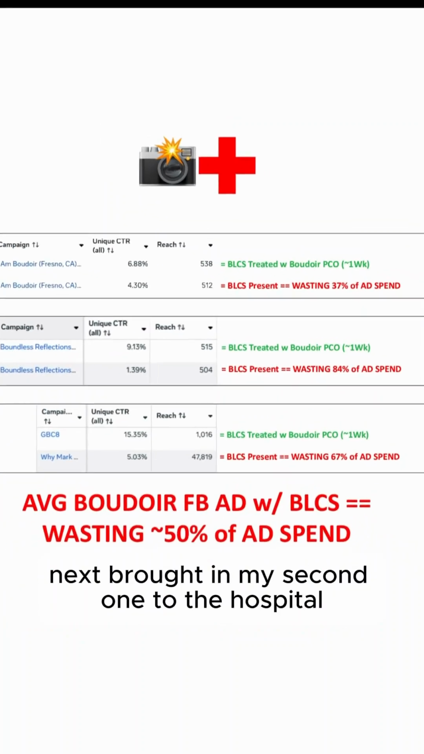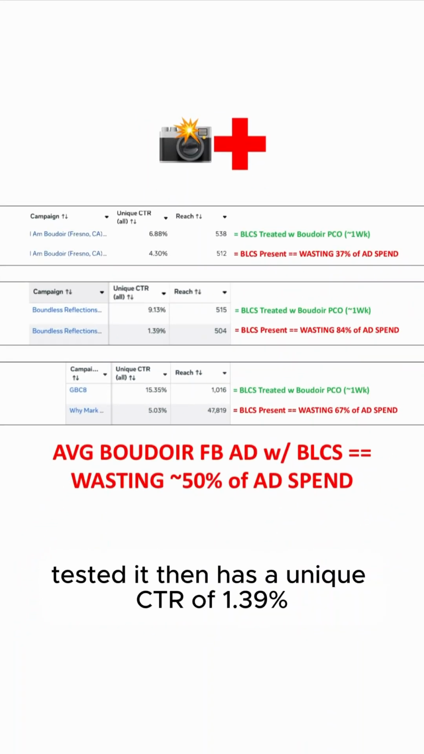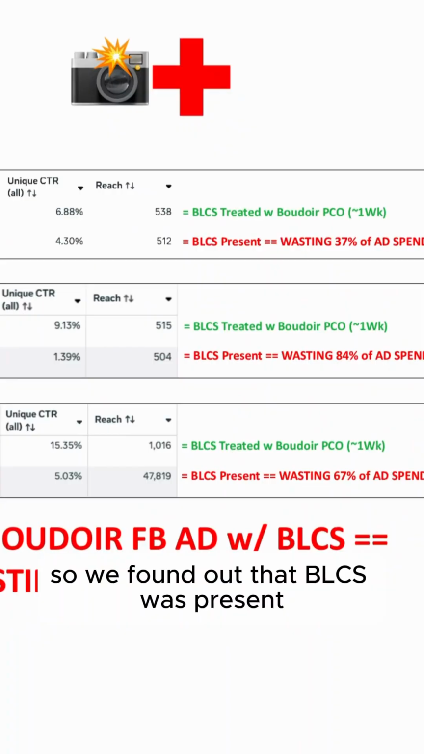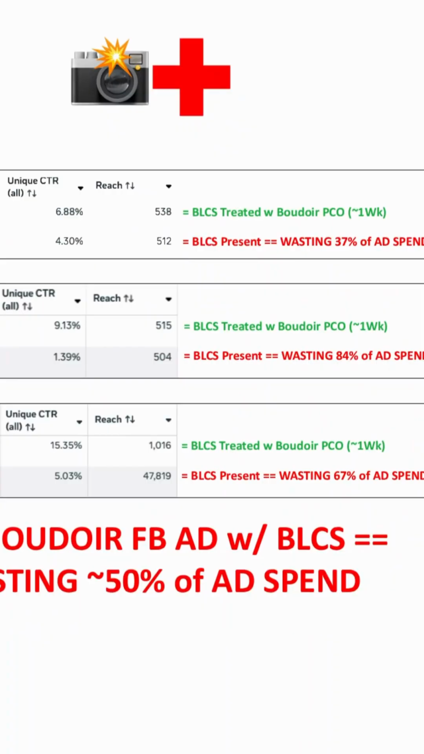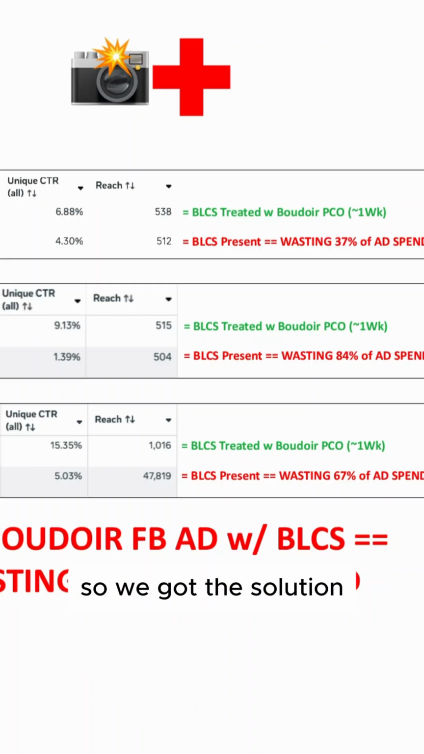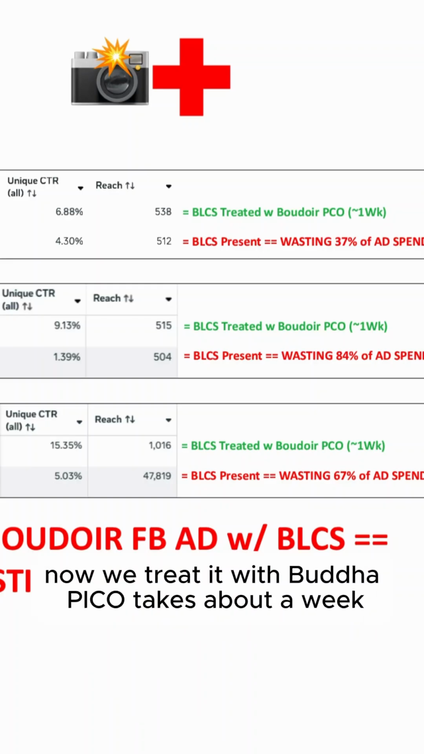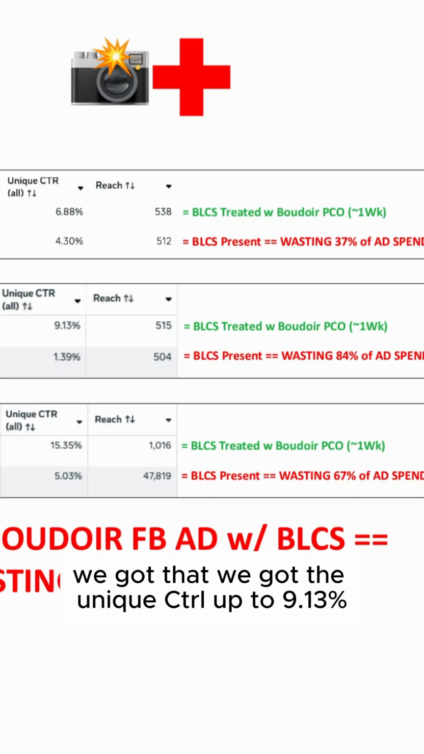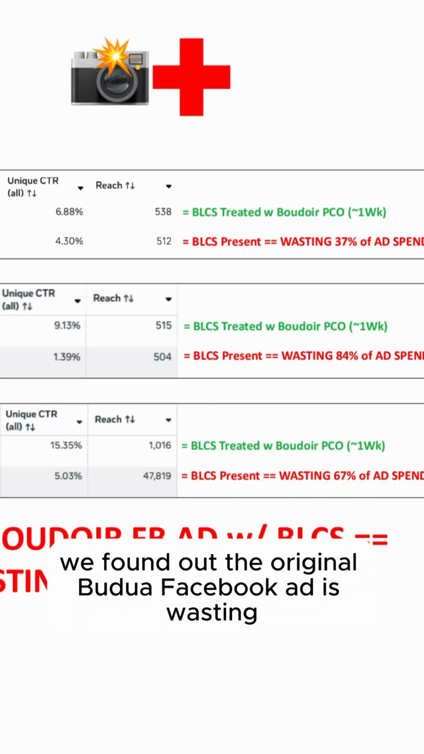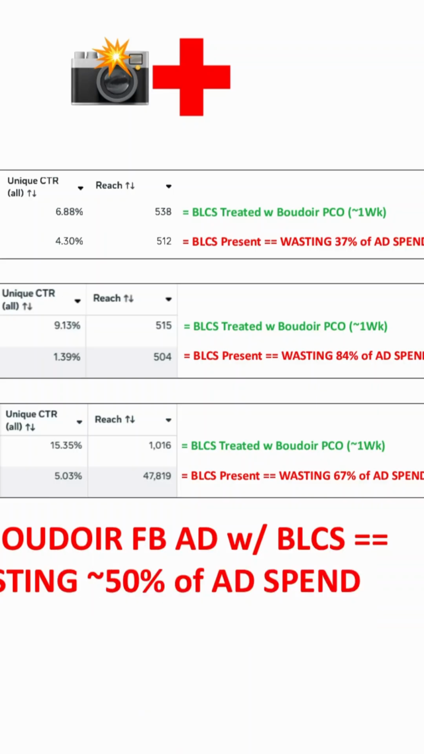Next, I brought in my second one to the hospital and tested it. Found it has a unique CTR of 1.39%. So we found out that BLCS was present. Unique CTR under 6%, Boudoir low click syndrome is present. So we got the solution now. We treated with Boudoir Pico. It takes about a week. We got the unique CTR up to 9.13%. And so we found out the original Boudoir Facebook ad is wasting 84% of its ad spend.